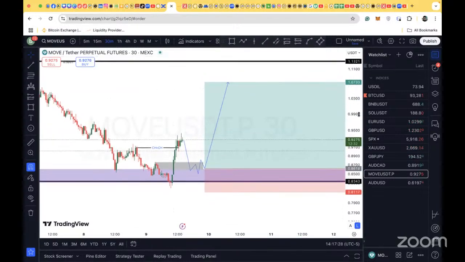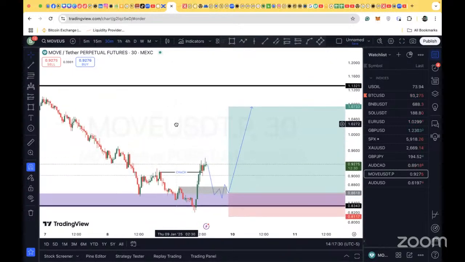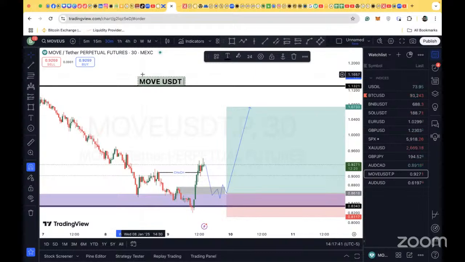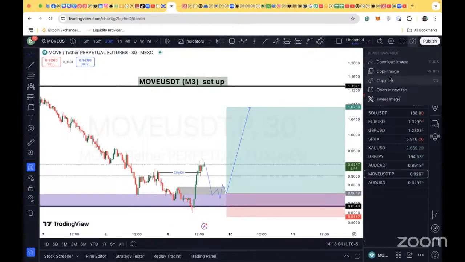So move USDT, we have a structure. So let me write. I was looking for this. Move USDT. No, it's not yet a signature trade. So go.